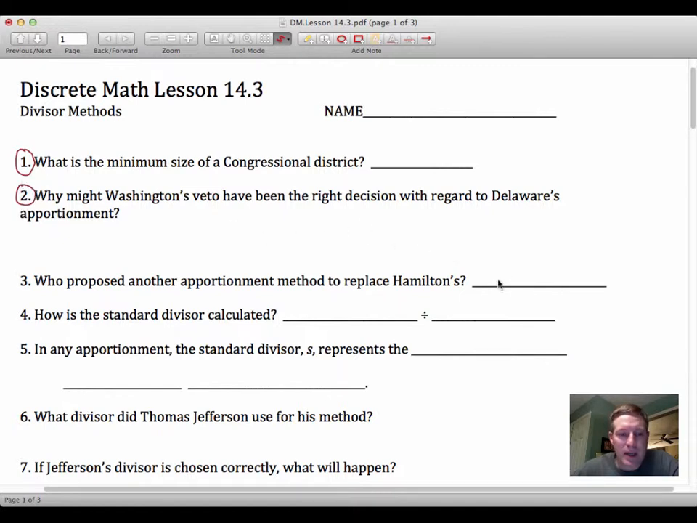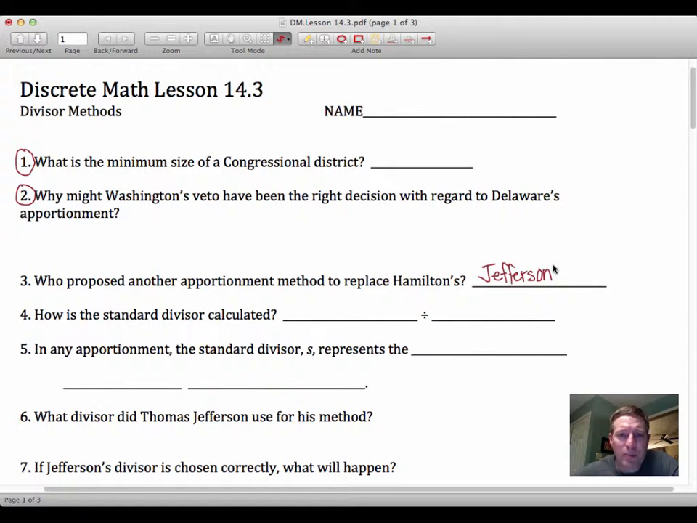I want to jump in and talk about another guy's method, and I've been alluding to this in class. Thomas Jefferson had a way of doing apportionment that's a little bit different than Hamilton. It's much more complicated. That's why I'm doing the video, so you can stop and rewind and listen to things again if they went by a little fast. So Thomas Jefferson came up with another method of doing apportionment.